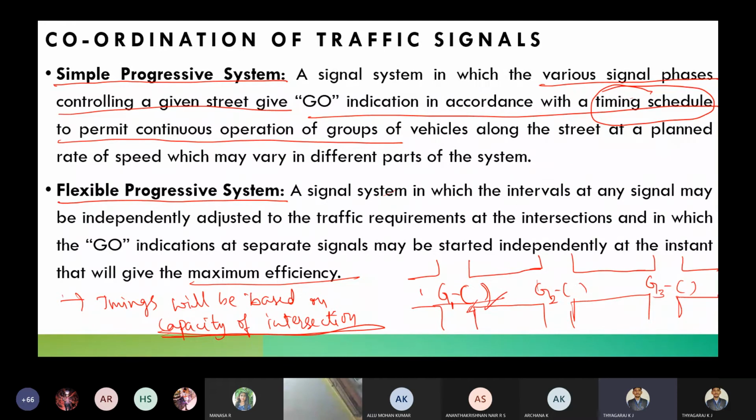Okay, is it clear? Coordination of signals, is it clear? Only respond. Yes, sir.